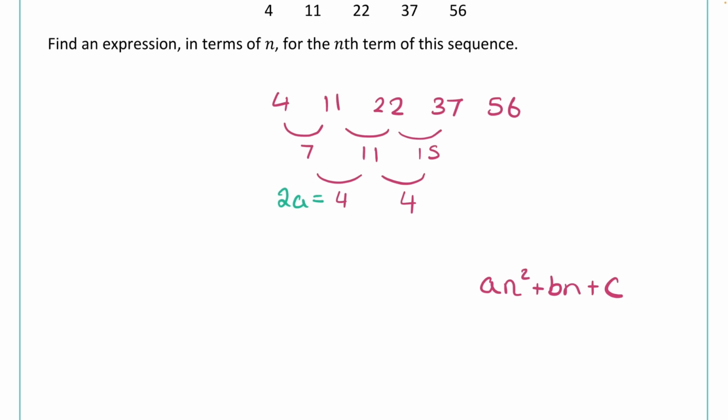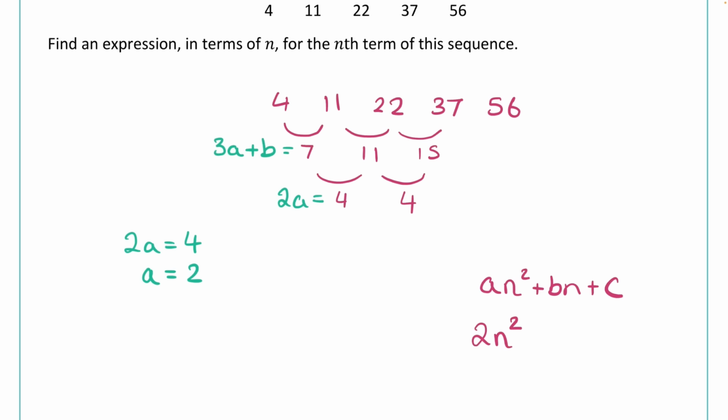Now we can figure that out nice and quick. If 2a is equal to 4, then a is equal to 2. And that starts off our nth term formula. It'll be 2n squared. Now the next formula is for finding the middle row, and the formula for that is 3a plus b.